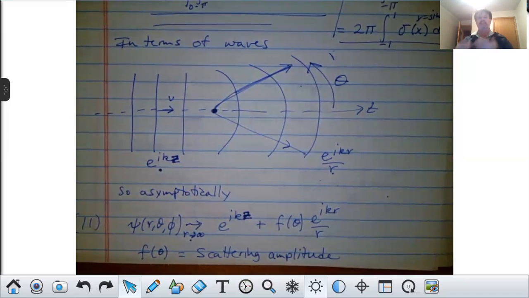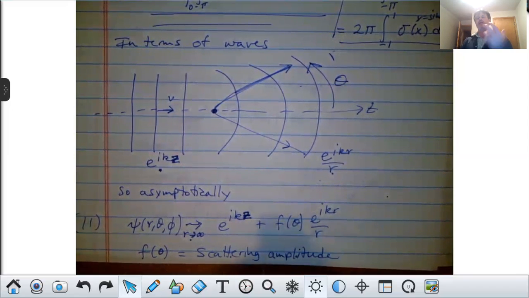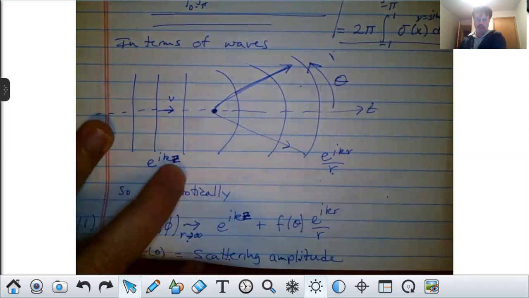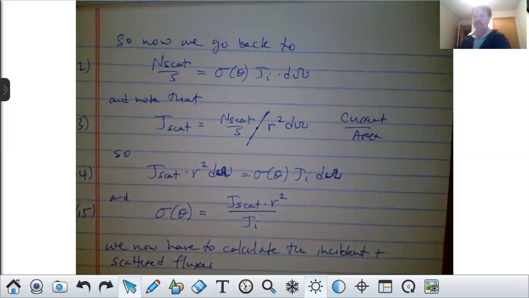It can if things are not spherically symmetric. But this coefficient of my outgoing wave is called the scattering amplitude. And it is what will be related to the differential and total cross sections. So how do we get that relation between cross section and scattering amplitude? Let's go back to our definition.